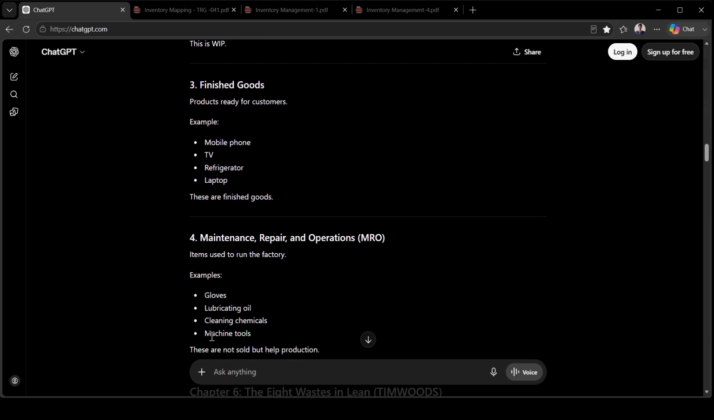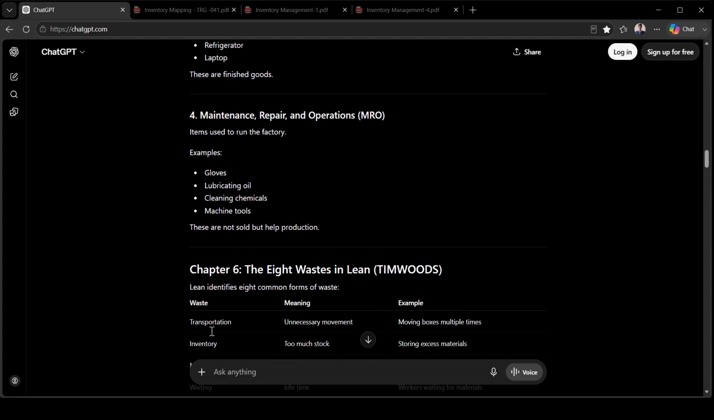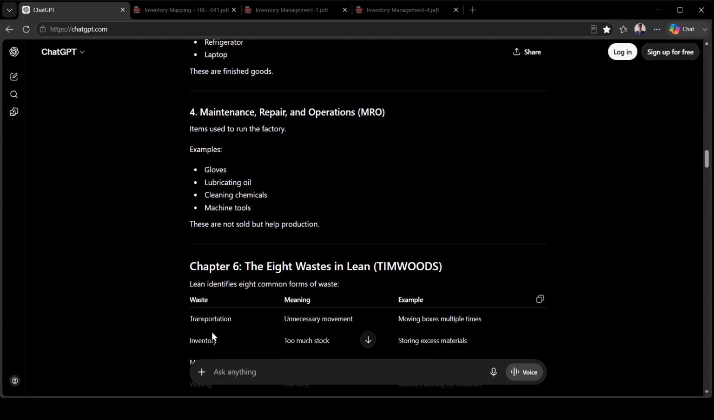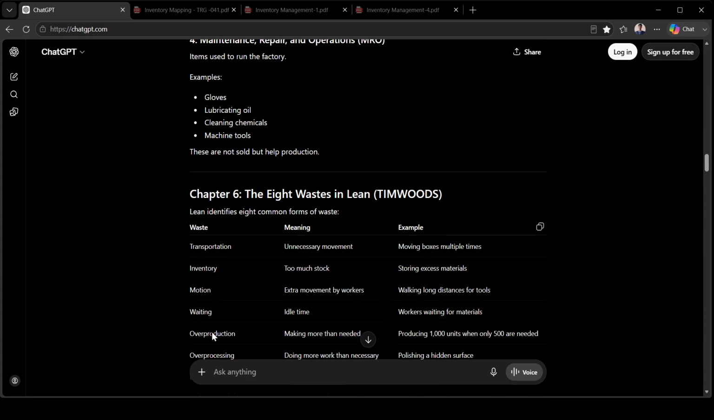The third one is finished goods. These are products ready for the customer. Example: mobile phone, TV, refrigerator, laptop. These are the finished goods. The fourth one is MRO: maintenance, repair and operations. These are items used to run the factory. Example: gloves, lubricating oils, cleaning chemicals, measuring tools. These are not sold but they help production.